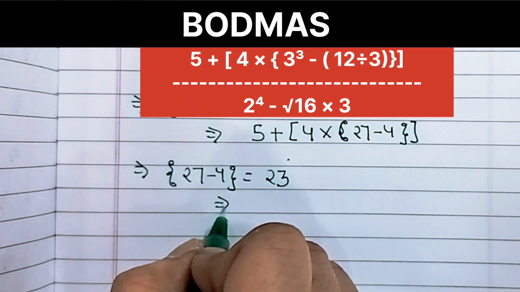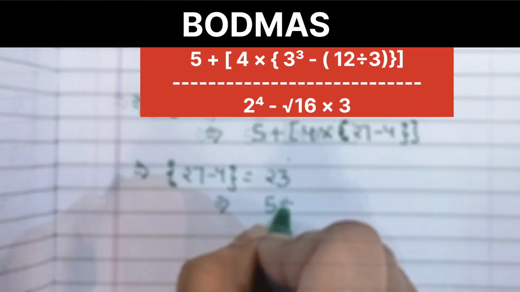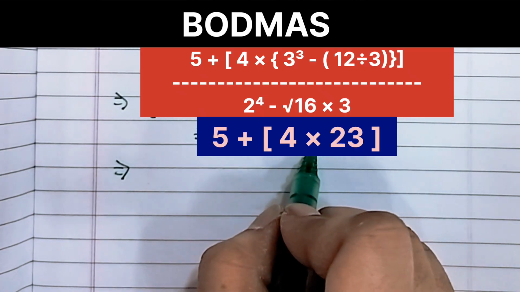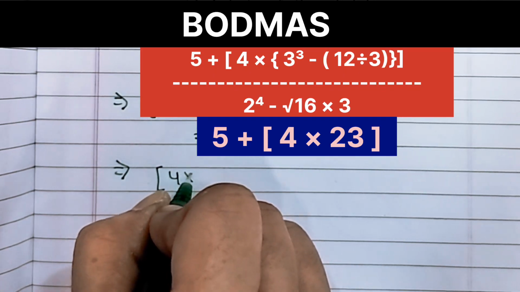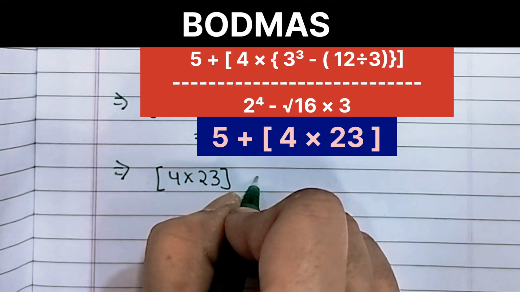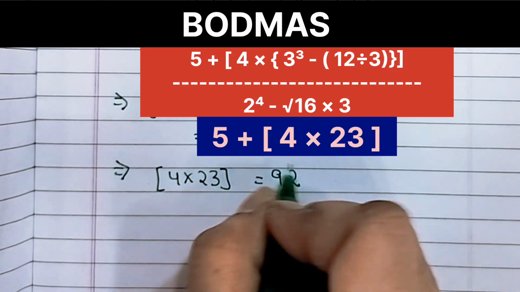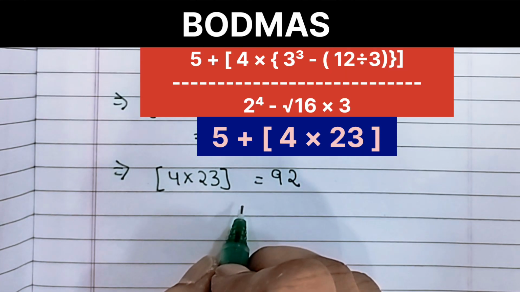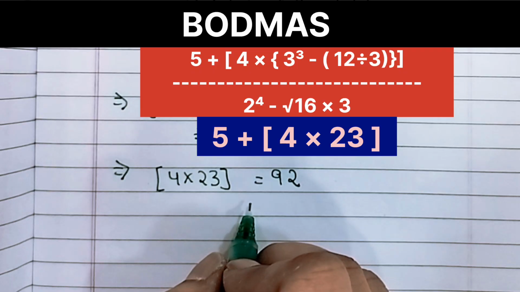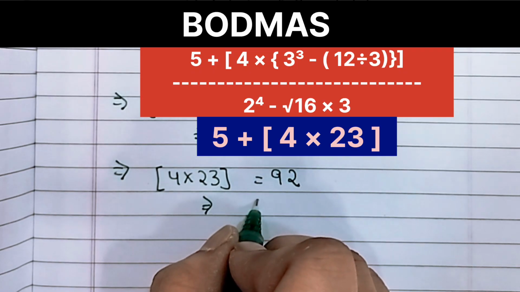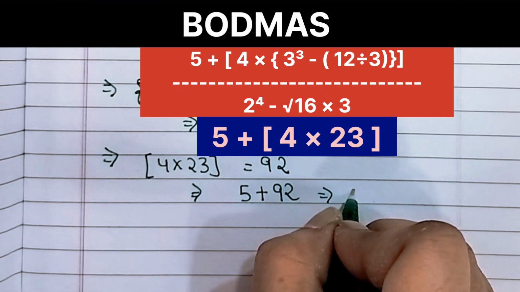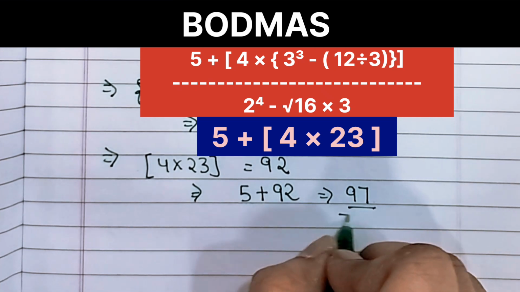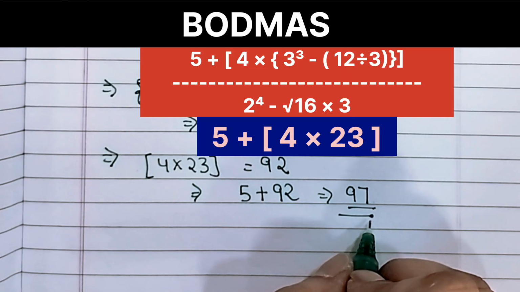So the current numerator expression becomes 5 plus the multiplication inside the square brackets. First we do 4 multiplied by 23. After multiplying you will get 92. And in step 4, we solve the remaining operations. The numerator becomes 5 plus 92, and finally we add. After adding we get 97. So the conclusion: the simplified numerator is 97.